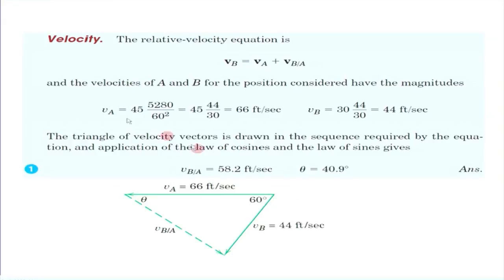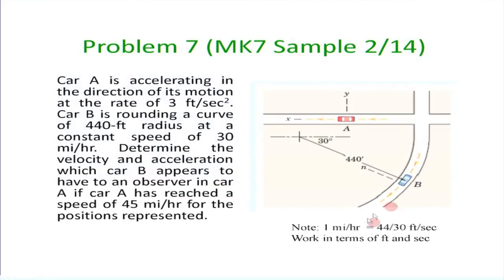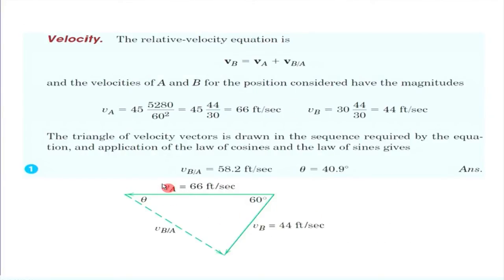The angle this tangent makes with this line is 60 degrees, from the values given to us. This is 30 degrees, so this has to be 60 degrees. This magnitude is given, this magnitude is given, so we can apply the law of triangles. V of B is given by V of A plus V of B relative to A. We can simply use the triangle law and obtain V of B comma A.